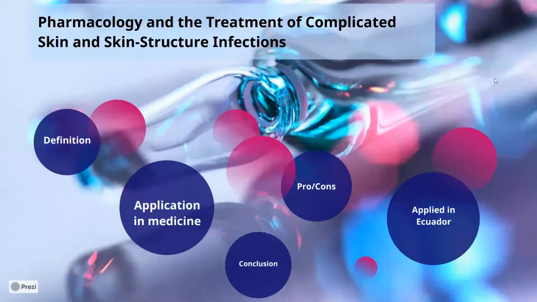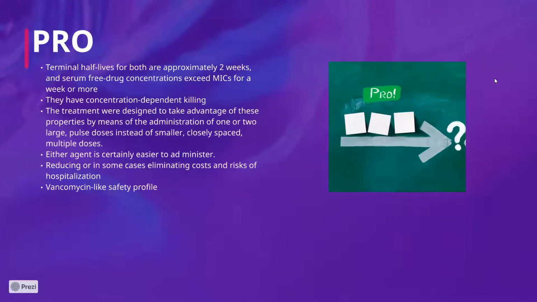Well, with the pros and cons, the terminal half-life for both is approximately 2 weeks, and serum free drug concentration persists, except in LMICs, for a week or more. They have concentration-dependent killing. The treatments were designed to take advantage of these properties by means of the administration of one or two large pulse doses, instead of a smaller, closely spaced, multiple dose.